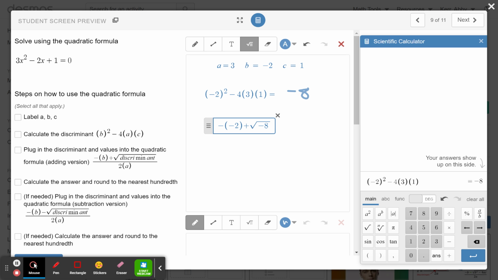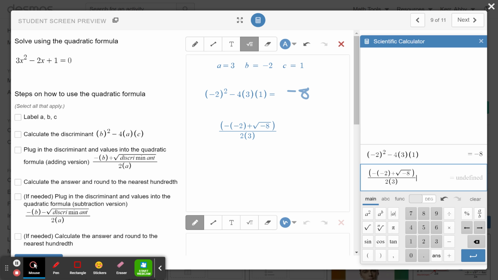Now, I forgot to do the division. If I do the division now, notice that my negative 2 is to the side. I don't want that. So what I have to go back and do is do the parentheses. I have to wrap up the top and then divide by 2 times 3, which is our A value. Now, if I put this into the calculator it is going to tell me undefined. Undefined is not the answer.